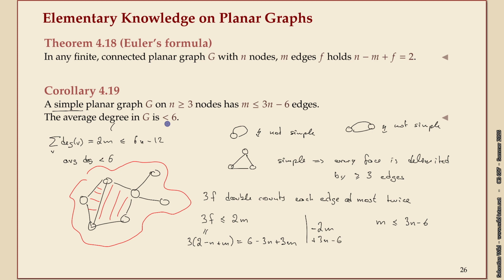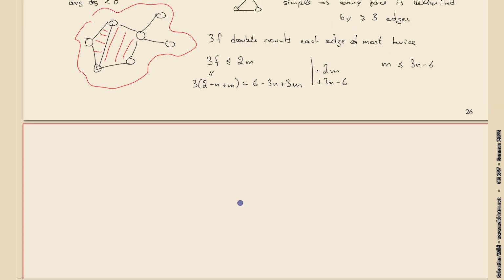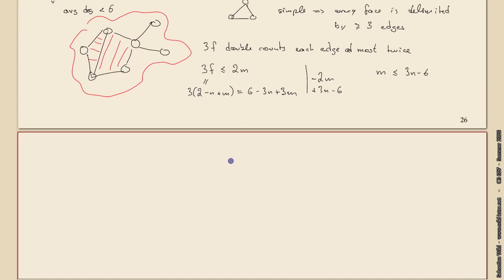Good. Fine. This also means, maybe it's worth listing explicitly what follows from this: the average degree is less than 6. This also means I will always have a vertex of degree at most 5 in any planar graph.